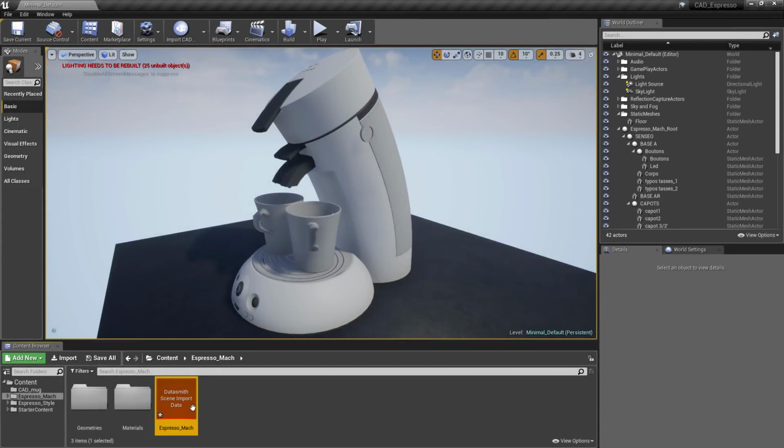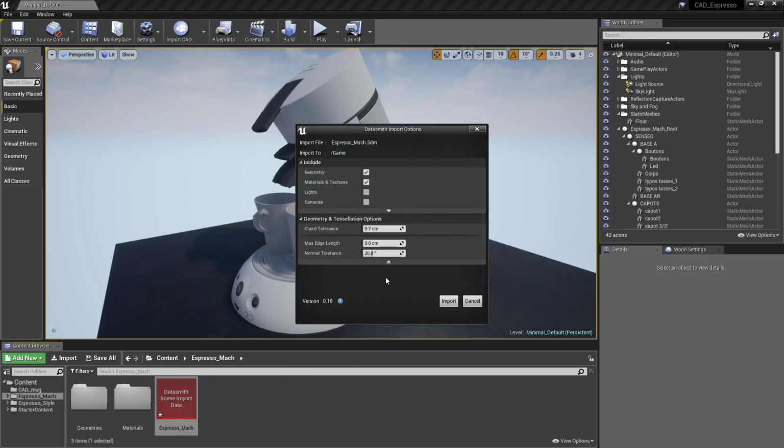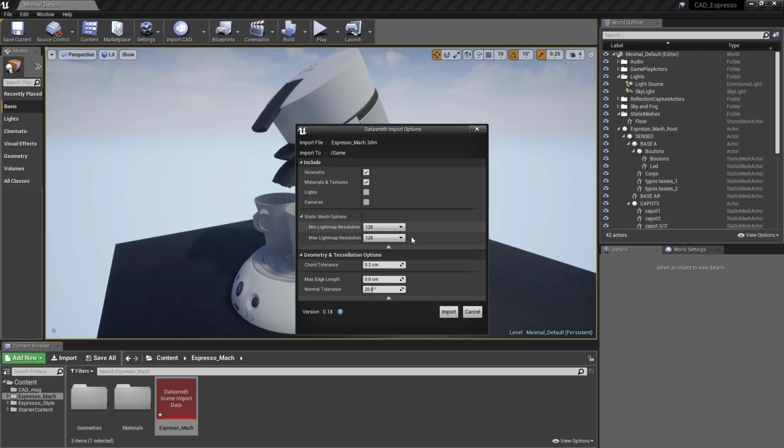Tessellation for Unreal Studio Datasmith relies upon certain parameters for surface conversion, specifically chord tolerance, or the maximum distance between a generated triangle and the original surface. Maximum edge length, which is the maximum length of an edge in the triangles generated from a surface, and normal tolerance, that measures the maximum angle between adjacent triangles generated from a surface.